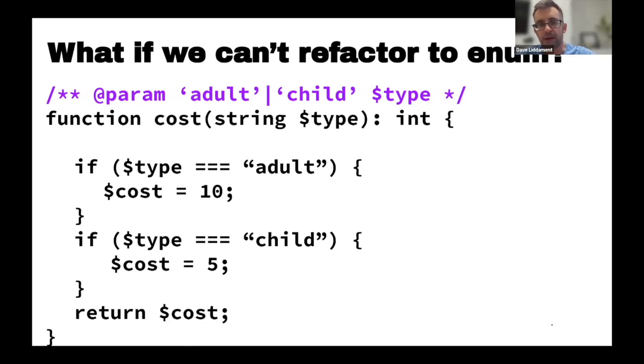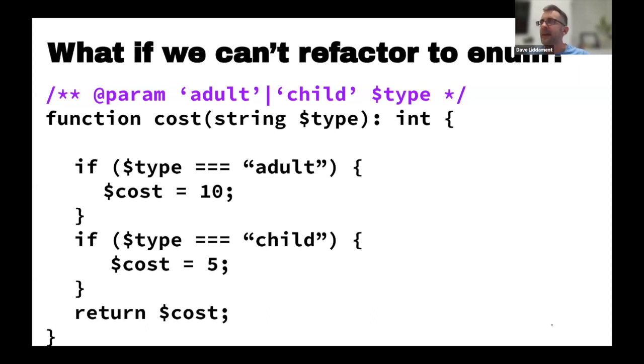And a tool like PHPStan will go and look at all the places in the code base where the function cost is called. And if at any point you're calling it with something that isn't adult or isn't child, then it will say, hang on a minute, you're calling cost with something that cost isn't expecting. So again, as in the previous example, static analysis can help us find these kinds of issues. I mean, when this code was written, there probably really was only adult and child, but at some point in the future, someone adds another type in.